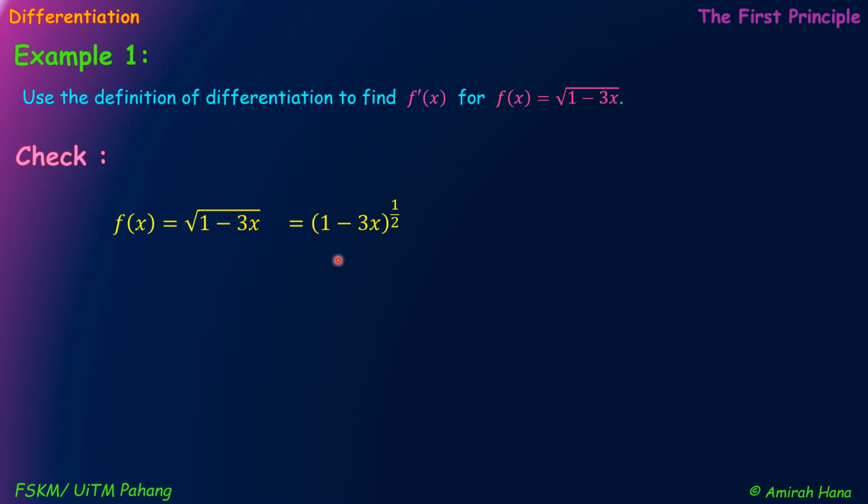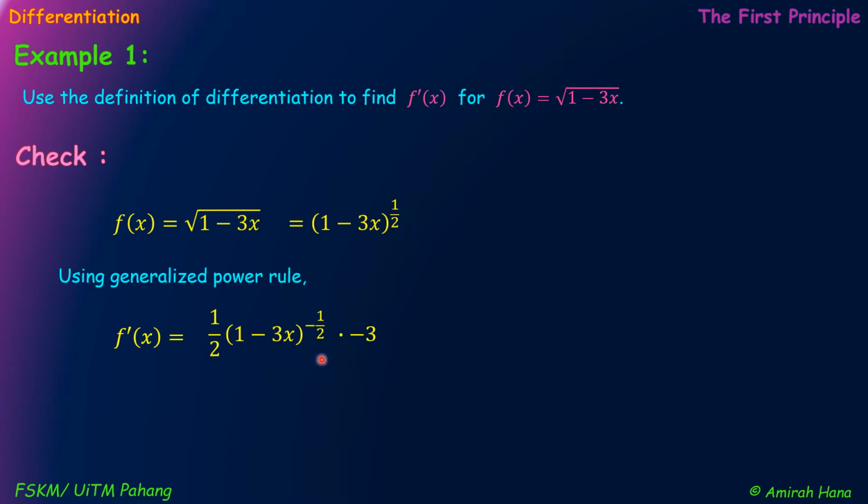Every time we have a bracket with any exponent, any integer or fraction, negative or positive, we can differentiate using the generalized power rule. So using the generalized power rule, f prime x equals half, and then 1 minus 3x to the power of negative half, times negative 3.